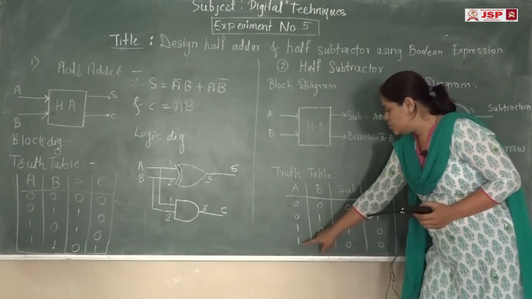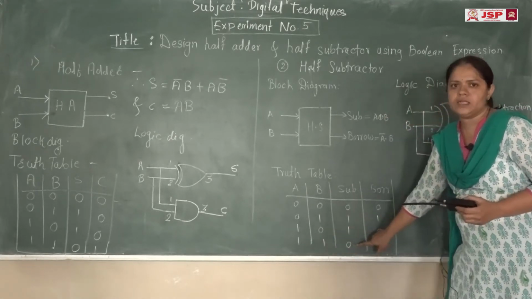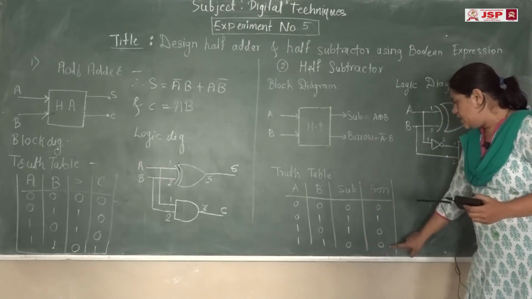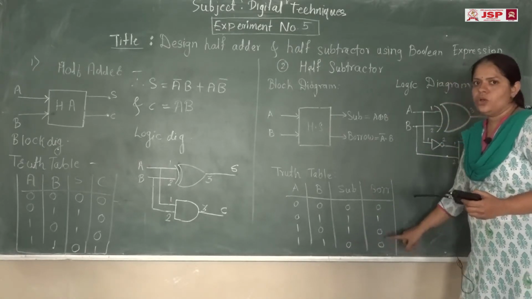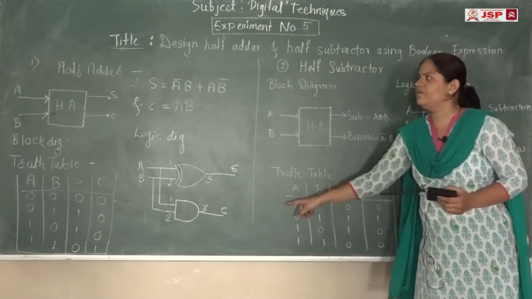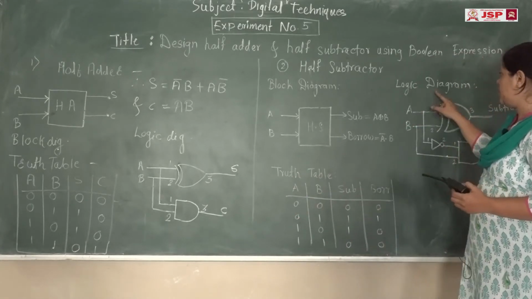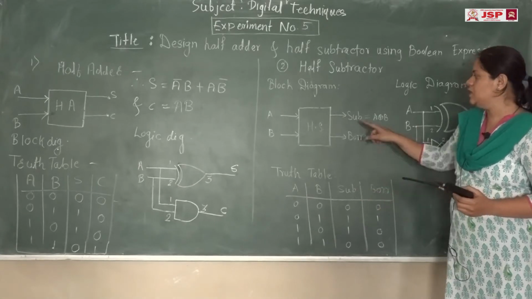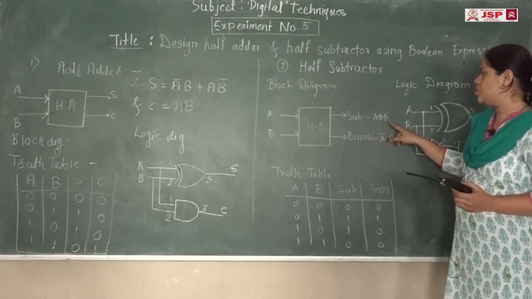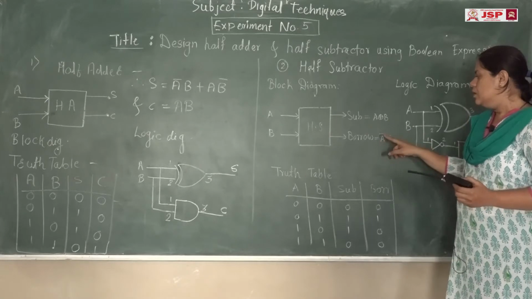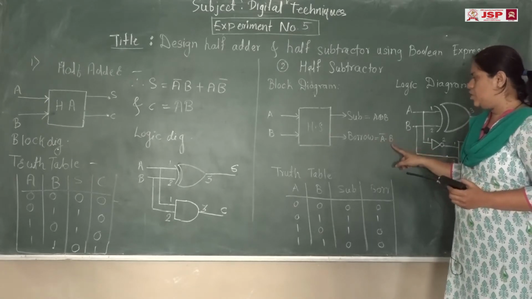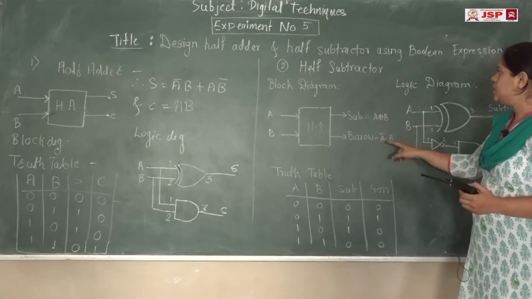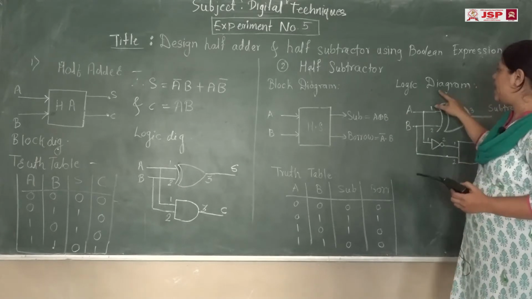Why? Because 1 minus 1 is nothing but 0, and there is borrow also 0. So from this truth table we can write the logical expression: subtraction is equal to A XOR B and borrow is equal to A bar dot B. From this expression we can implement the logical diagram.